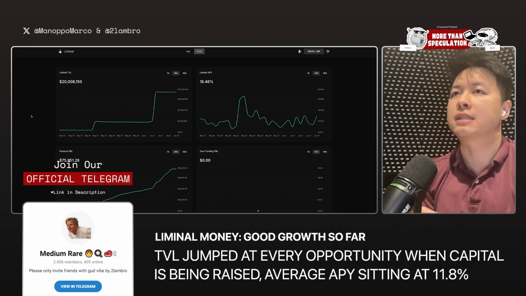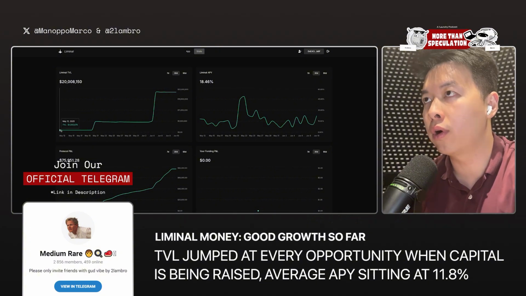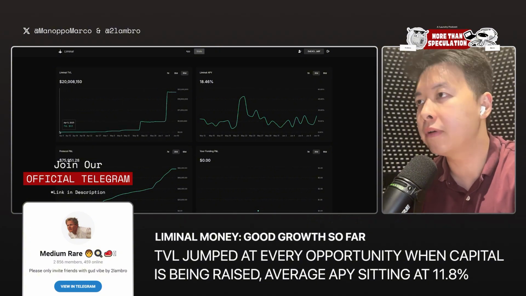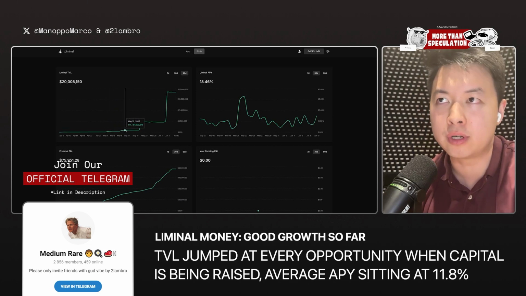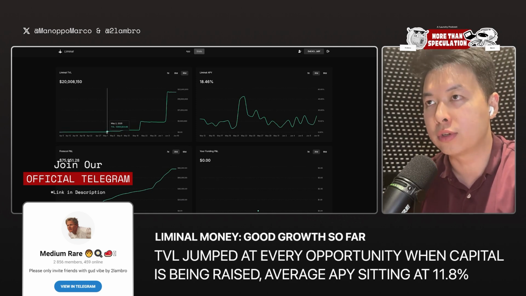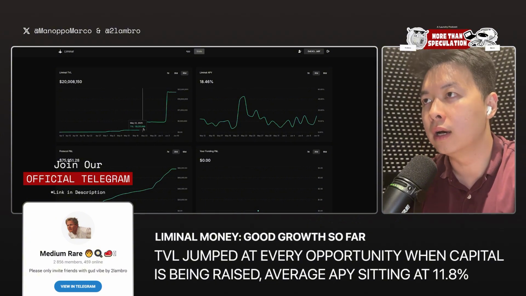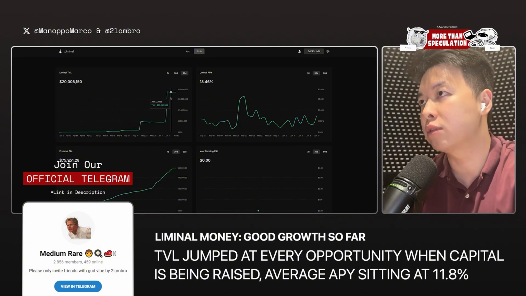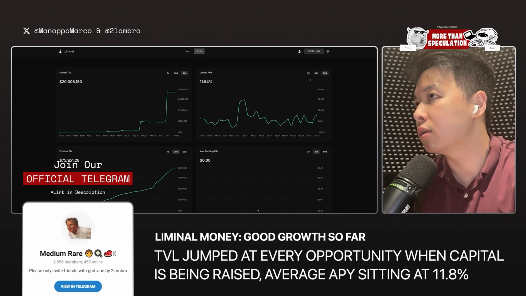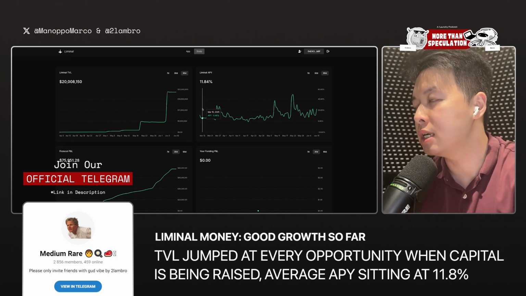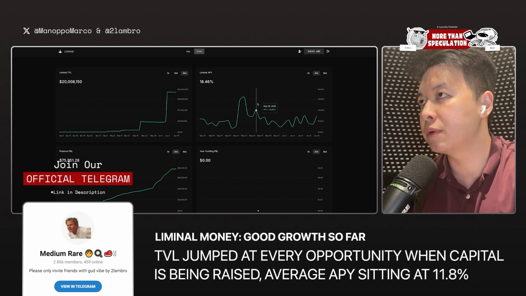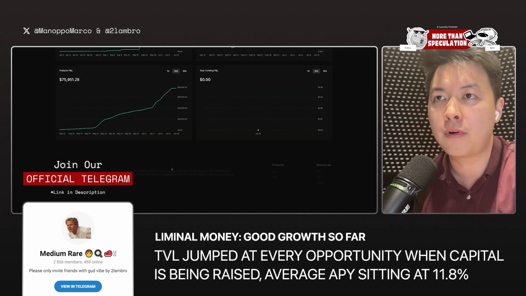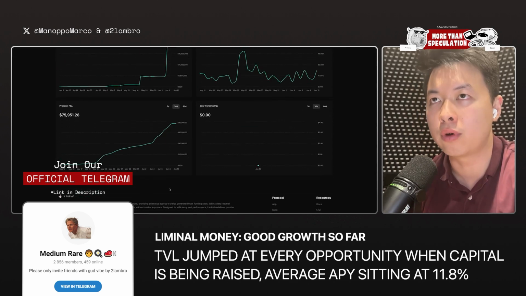They have found pretty decent success. As you can see, they've only launched for the past 30 days, since April 5th, so 40 days or so, and the TVL jumped at every single opportunity when the cap was being raised. It jumped to like 300K, 500K, 1 mil, 5 mil, and then right now it sits at around 20 mil. You can actually see some of their backtesting from the past 3 months, and the average APY is 11.8, but for the past 30 days it's been quite high at 18.46, and thus far they have generated 75K in protocol PNL.